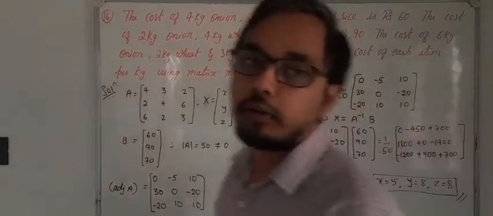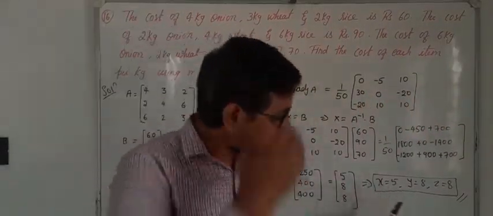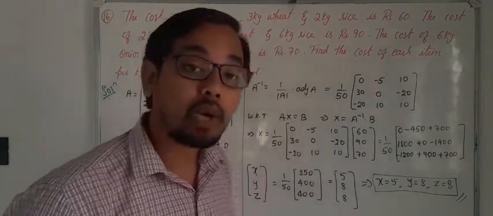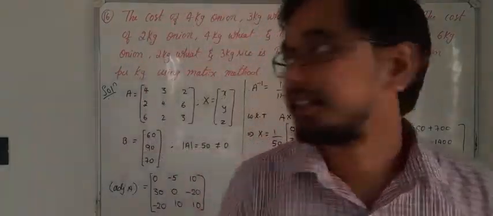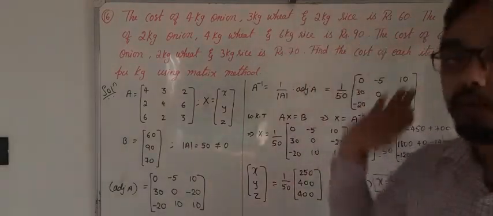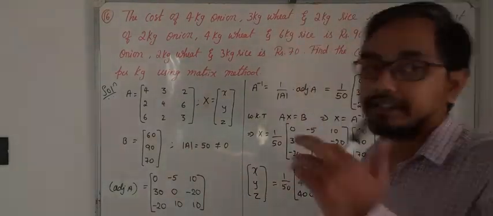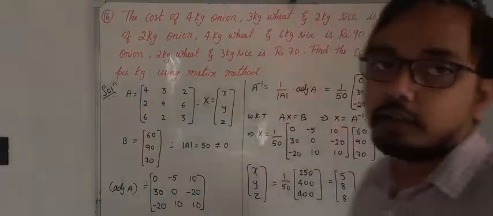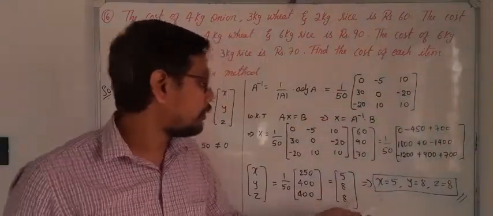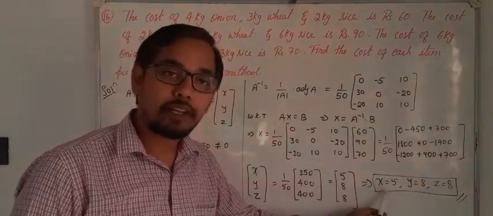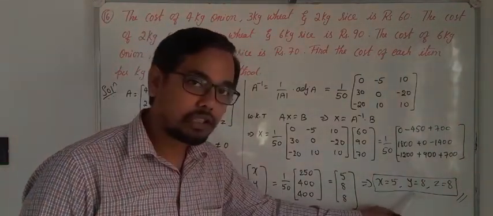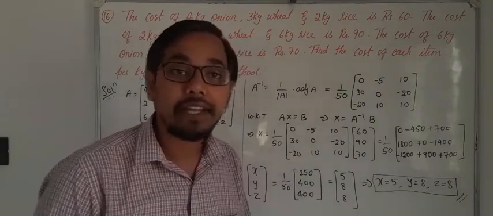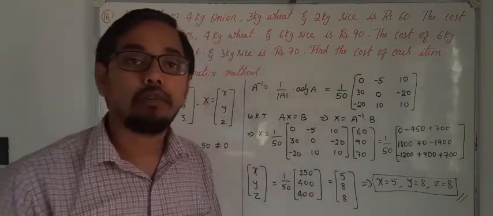So I hope you have taken down. So what are the values of x, y and z we got? X is equal to 5, y is equal to 8 and z is equal to 8. But what are these x, y and z? X is per kg cost of onion, y is per kg cost of wheat and z is per kg cost of rice. So for 1 kg of onion the cost is 5 rupees. For 1 kg of wheat the cost is 8 rupees and for 1 kg of rice the cost is once again 8 rupees. So this is how you need to solve it, right?